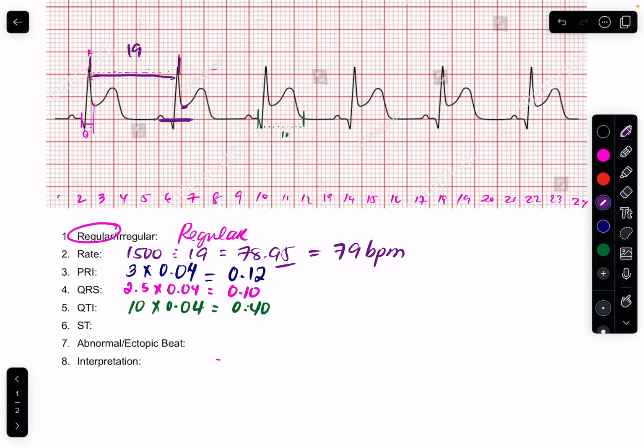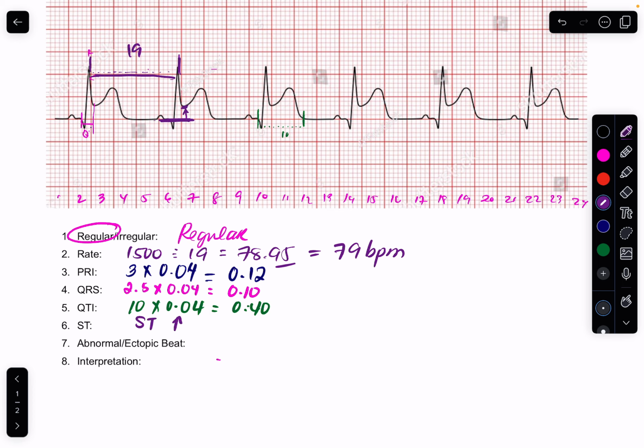Well, this one is obviously elevated, right? So it's at least 1 box, and this is more of almost 3 boxes, right? So if you look at this, how far it is from the line that I made, right? That tells me that this is elevated. And so I'm just going to put ST elevation.